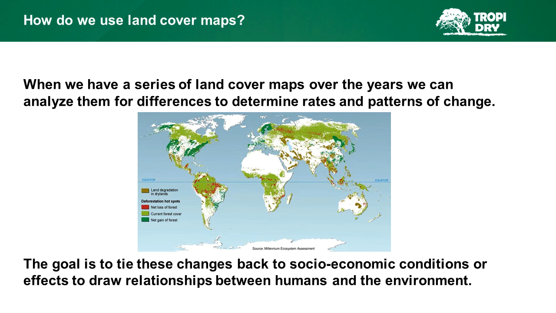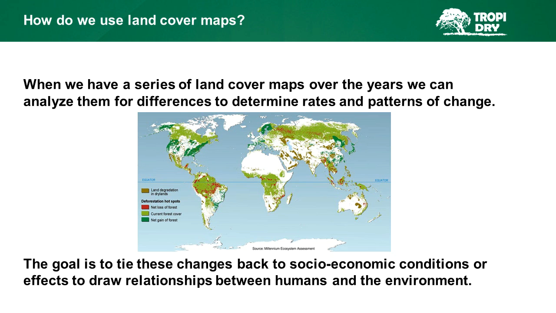We use these associations to tie back to human systems, and this tie can then make information regarding policy more relevant, and it can help us understand the relationships between humans and the environment. This is where we can get the real power of land cover change and time series of land cover maps.